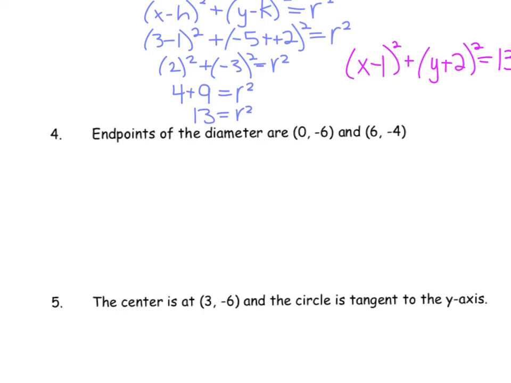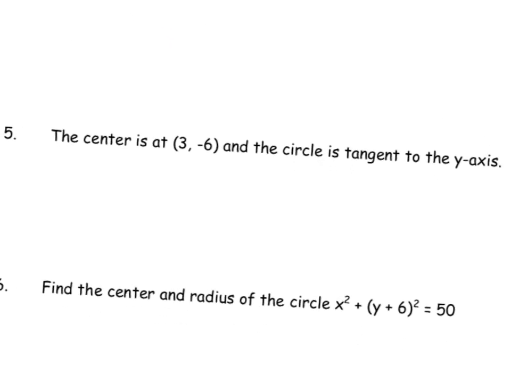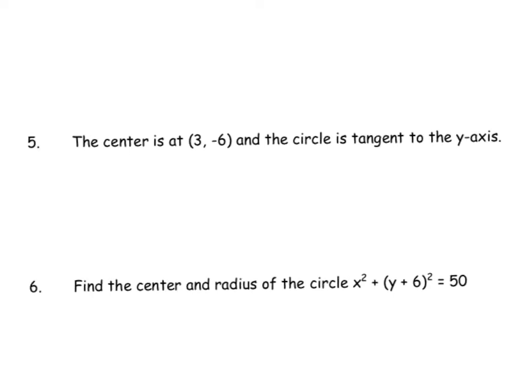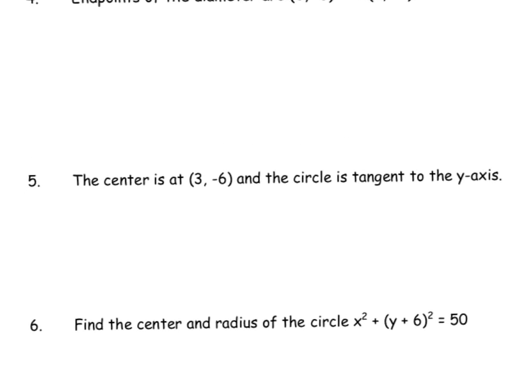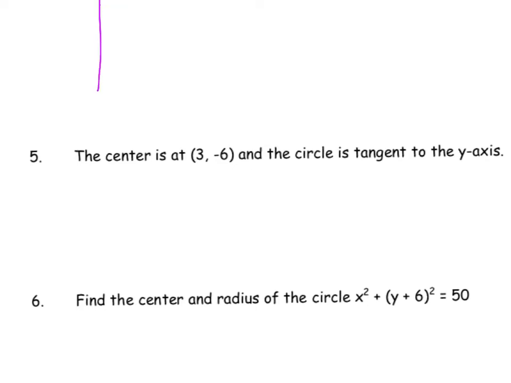All right, for number 4, I think it's a good idea to sketch the picture of this circle. So I have endpoints of the diameter 0, negative 6. Oops, sorry. Let me draw a coordinate plane here. 0, negative 6. And my other endpoint is 6, 1, 2, 3, 4, 5, 6, and negative 4 right there. Positive 6, negative 4. So if this is my diameter, clearly my circle looks something like that. Okay, not the greatest circle.